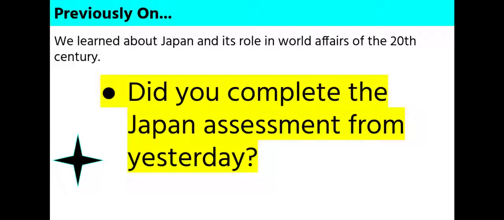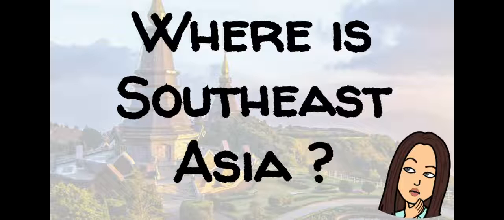In the last lesson, we took an assessment over the Japan unit. If you need to make up the test, please do so. Our next unit is on Southeast Asia.